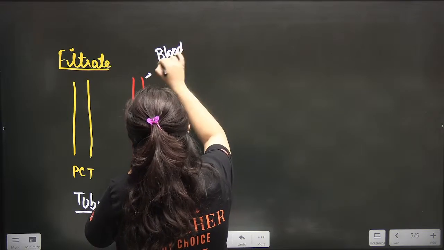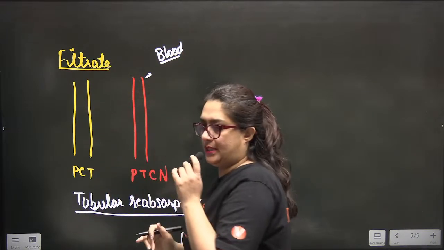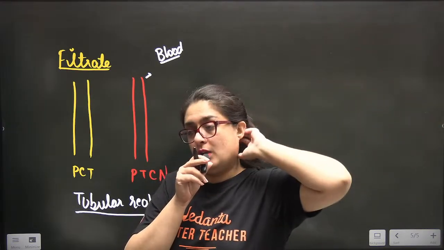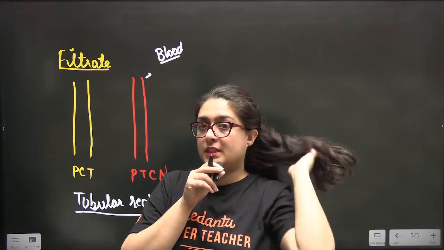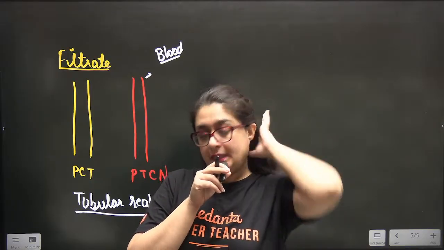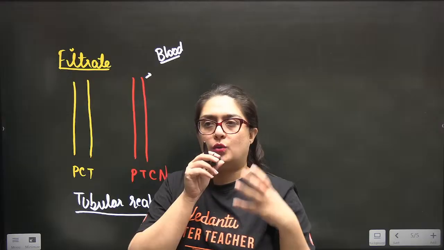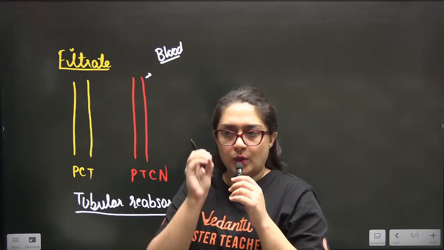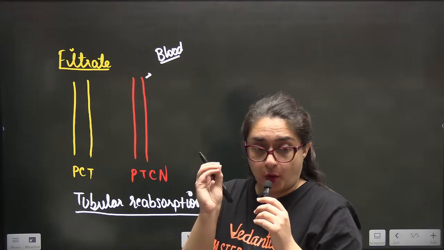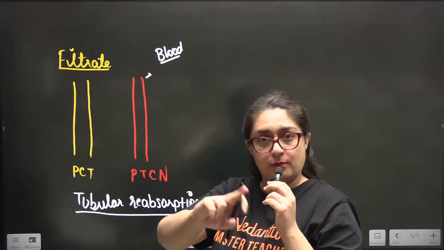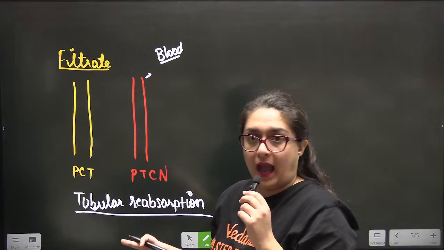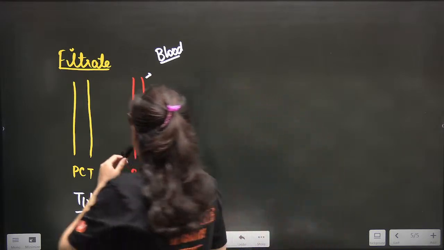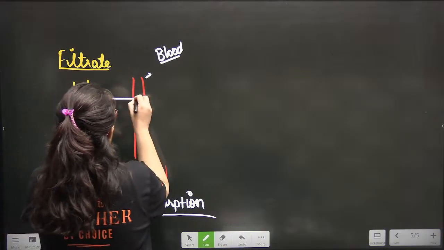Suppose some good substances are still inside the PCT, and when that enters the collecting tubule, urine will form, and the good substances will be removed with the urine. This is not good. So if the filtrate still has good substances, those should be reabsorbed again. Absorption is first from the small intestine to blood, and reabsorption means from the tubular part to blood again. So always the direction is from this.